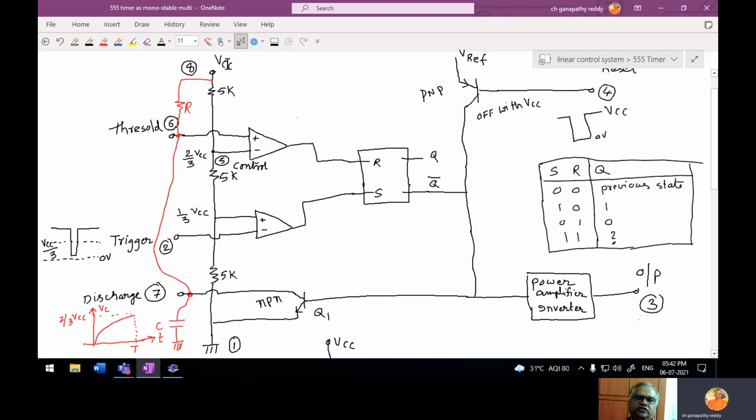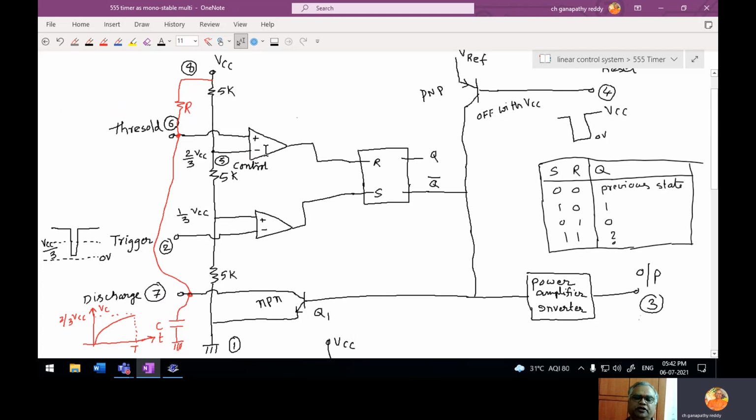So three resistors are there. One resistor here, the output is 2/3 VCC. What is given here? VCC. So 2/3 of VCC is applied to the inverting terminal. Here 1/3 of VCC is connected to the non-inverting terminal. After this resistor, observe carefully, using voltage division, here 1/3 VCC is connected, whereas here 2/3 VCC is applied.